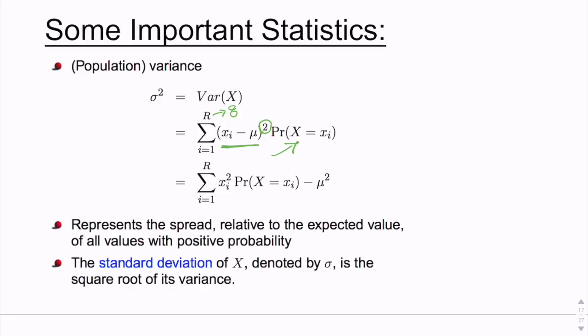We already calculated the mean, so we subtract the mean from each sample, square it, and then multiply by the probabilities. It can also be simplified: just multiply the square of each sample by the probability distribution, and then subtract the square of the mean. So these two are equal.